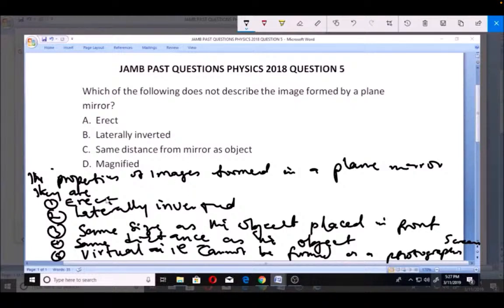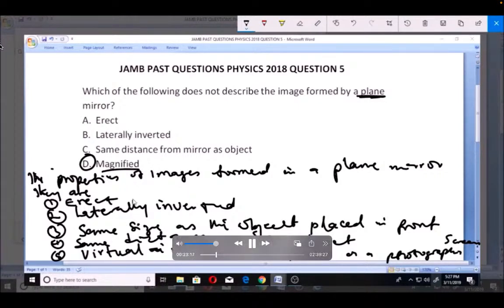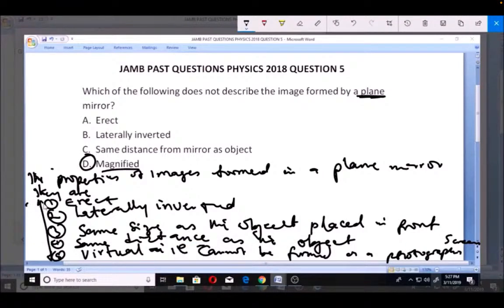So we can simply see that the option that is not there is D, which is magnified. So images that are formed by a plane mirror, very, very important, they are not magnified. Unlike that of concave and convex lenses, for plane mirror you don't have magnification. So D is the right answer to this, because these are actually the properties of images formed by a plane mirror. They are erect, they are laterally inverted, they are same size as the object and same distance as the object. And they are virtual. So those are the properties. And from that, the option that is not there is magnified, D.